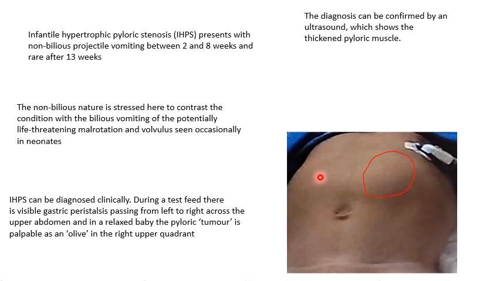Your olive may not be easily seen, but you can actually see it here, but you can feel it better. So keep this in mind. Your olive will be in the right hypochondrium and your VGP will start off in the left hypochondrium, cross to the midline and go to the right, which is a dynamic finding. Now, how can this be confirmed? By doing an ultrasound.